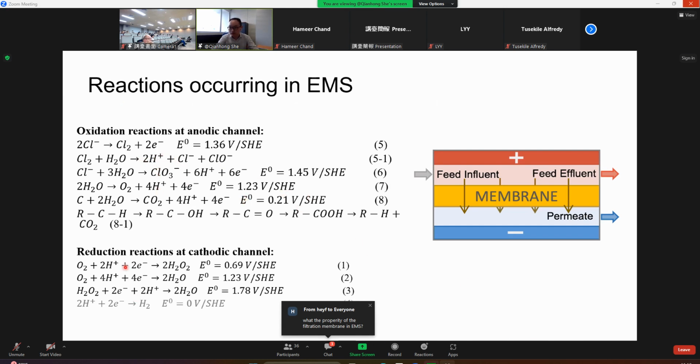Similarly, at the cathode, there's a reduction reaction. There's production of hydroxide ions that can increase the pH. Under different voltages, there will be different reactions.